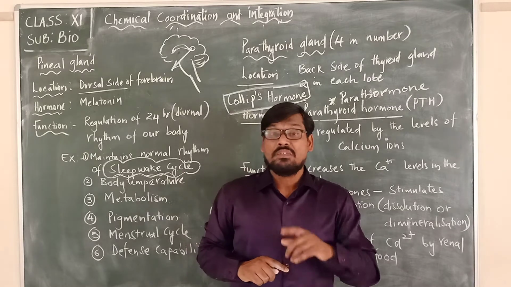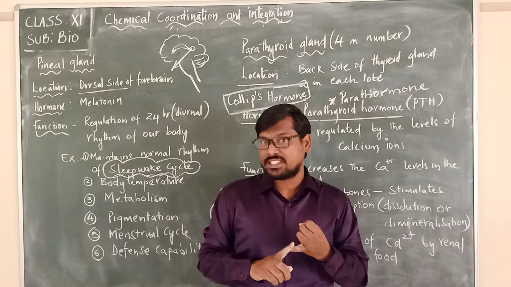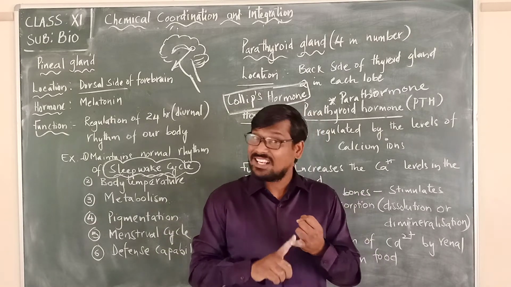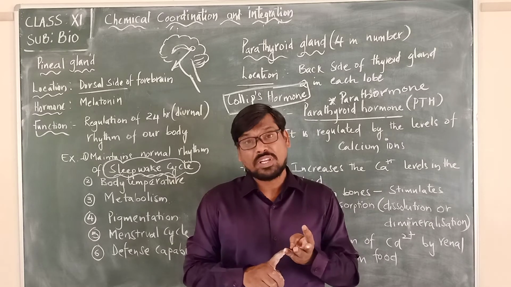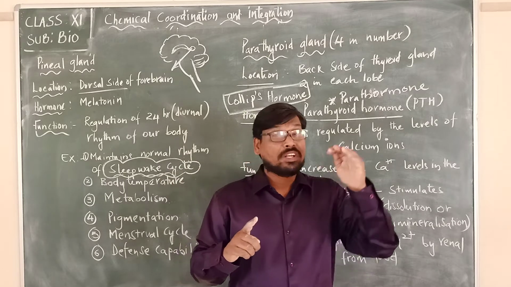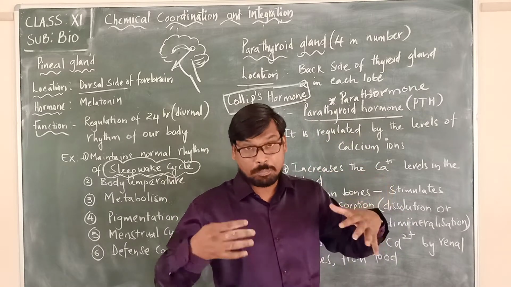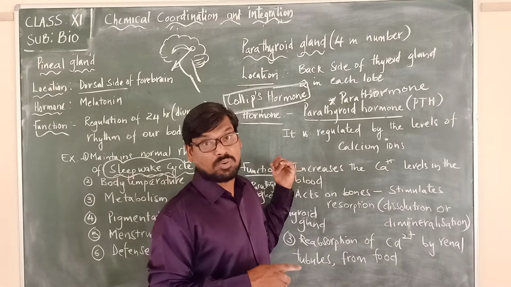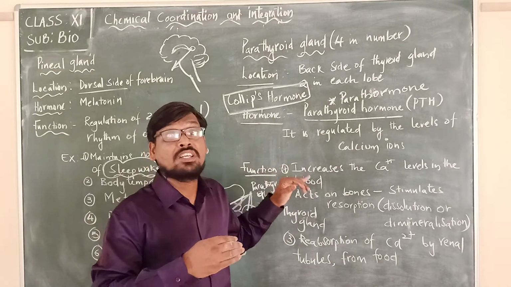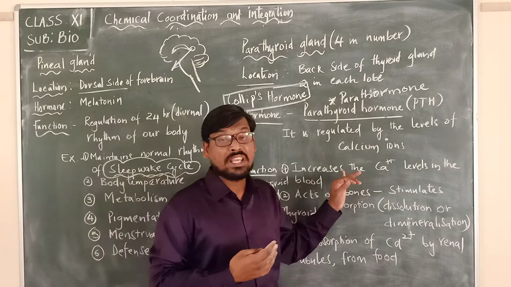In the previous video, we came across one hormone called thyrocalcitonin, or otherwise calcitonin. This calcitonin, which we studied under the thyroid gland, decreases the amount of calcium present in the blood. But this hormone, please remember, don't get confused, is increasing the calcium levels in the blood.